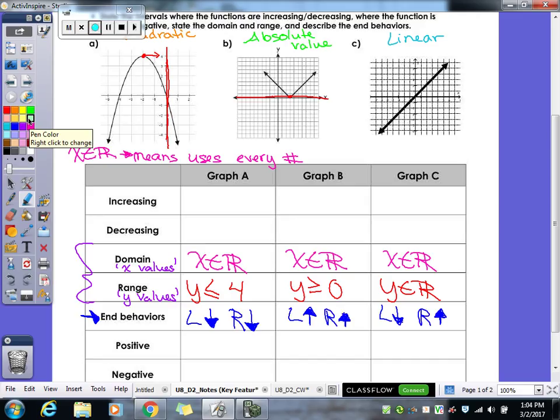All right, so we're going to do increasing, decreasing next. So with increasing and decreasing, what you have to do is follow along the graph. So you start on the left side of the graph and you follow the graph. Which way is my graph going, up or down? Up. So this side of my graph is increasing.